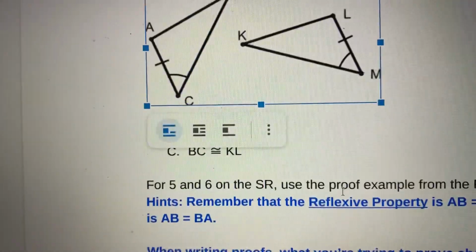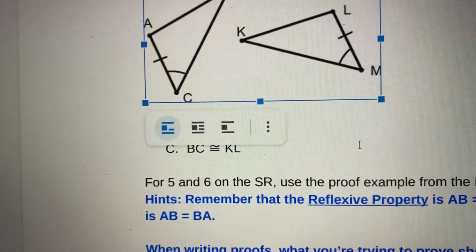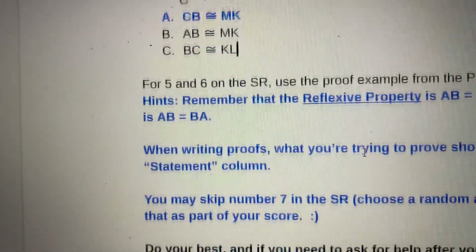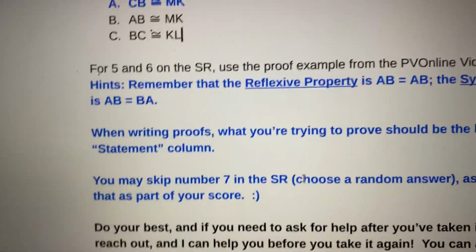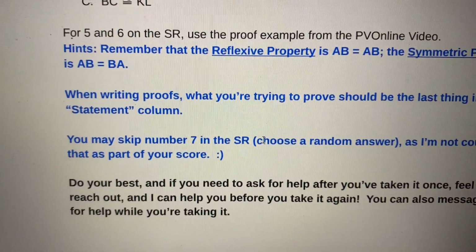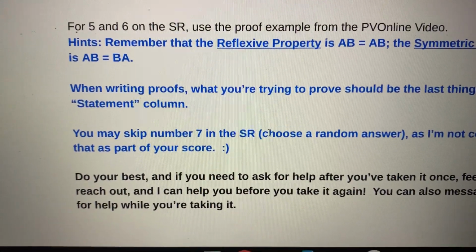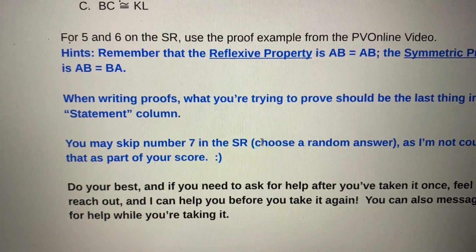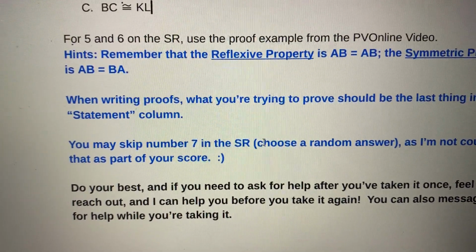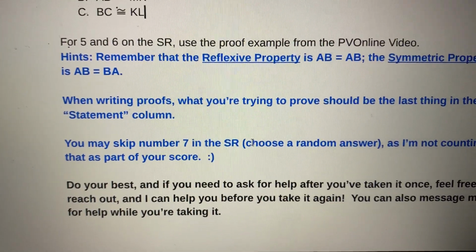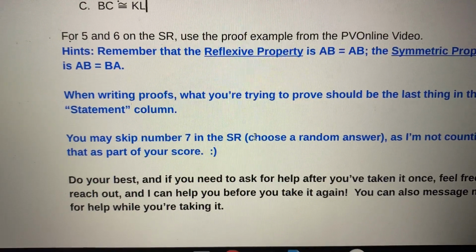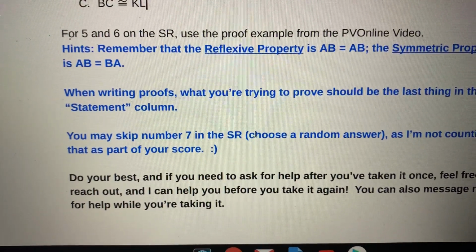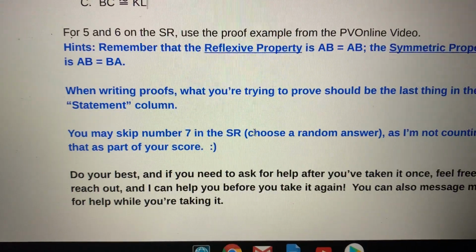So again, just take your time when you do this. Take your time, look back at my example. For 5 and 6 on the SR, like I said, use the proof from the PV Online video. It's pretty similar for both of them. So a couple of hints that I like to say. I know a lot of people don't really like proofs. They get a little confused with them. So just know that there's only 2 of them on the SR, so it's not a lot.